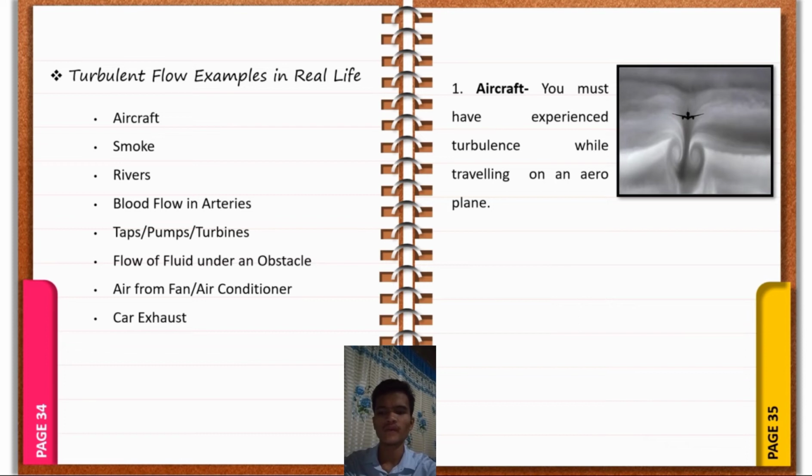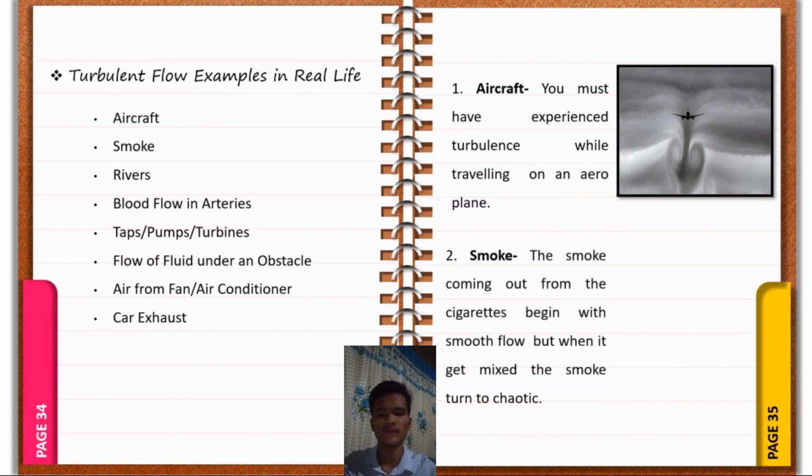So, we have here aircraft, which is the first example. You must have experienced turbulence while traveling on an aeroplane. So, as the image shows here, yes, it shows a chaotic movement or turbulent flow.